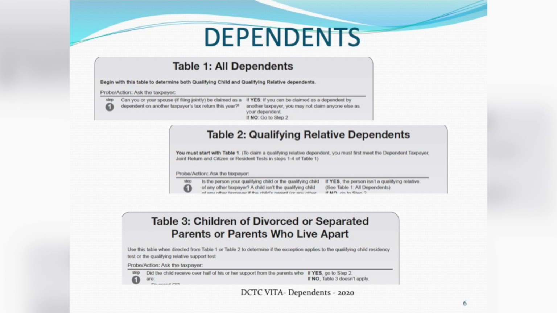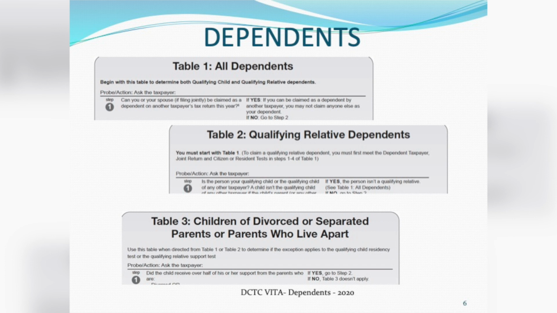After reading the overview rules on page C-1 in Publication 4012, you might be wondering, where do I start? What do I do next? Well, begin with Table 1 for all dependents. In fact, Table 1 tells us to begin with this table for determining dependency exemptions for both the qualifying child and the qualifying relative. Simply go step by step, reading across to the yes or no responses.